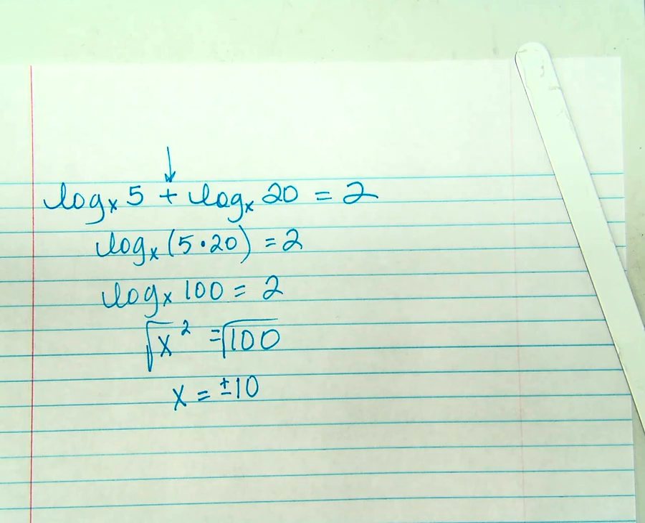So, think about this for just a second. Log base 10 of 5 plus log base 10 of 20 equals 2. That makes sense, right? That's something I could definitely put in the calculator and check. Log base negative 10 of 5 plus log base negative 10 of 20 equals 2. Does anything seem off about that to you? Wouldn't it still be the same if you multiply two things?